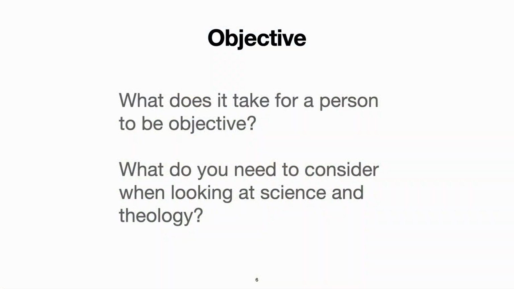To be objective. Being objective. Keep in mind, to look at information in an objective way, this leads to a couple of key questions. What does it take for a person to be objective? What do you need to consider when looking at science and theology? Well, information sources are key, so let's take a look.